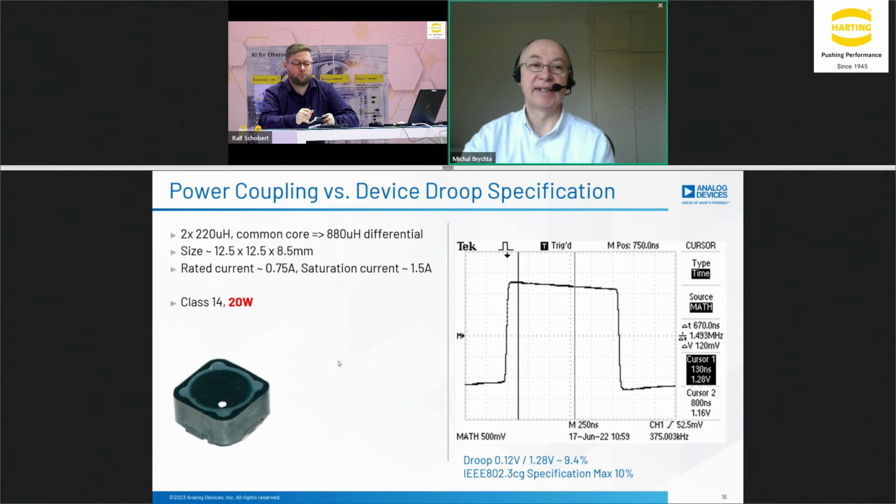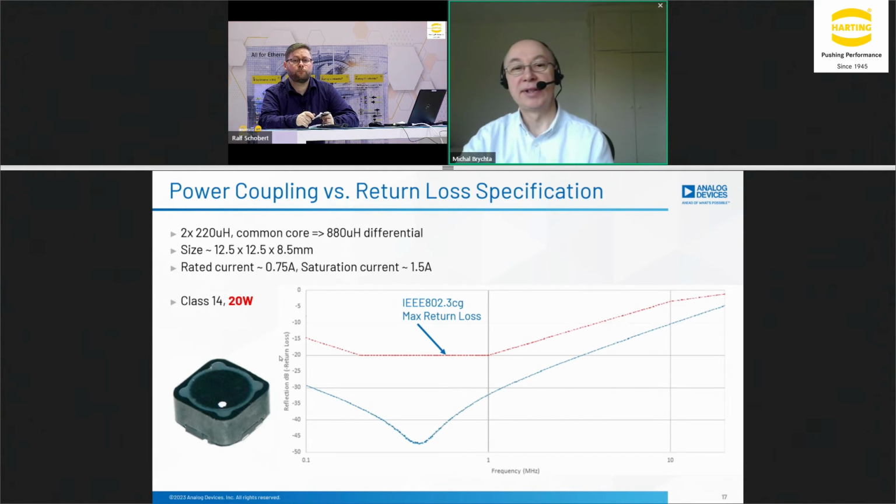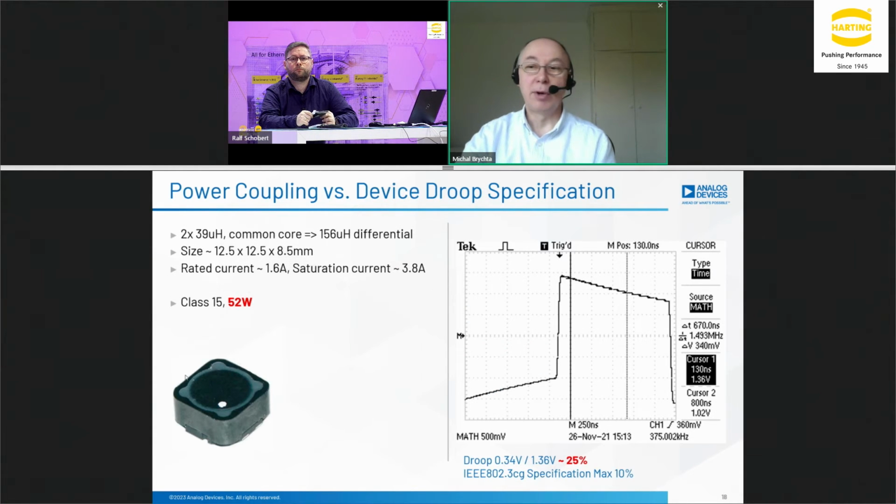Now, there is also a return loss specification. So same inductor, and there again is an IEEE specification for return loss. There are methods how to measure it. The inductor is below the return loss limit, which means complying with the standard. Now, if we lower the inductance, on the same core, the same size, we can go much higher in power. We can go up to those 50 watts on the same core when we lower the inductance.